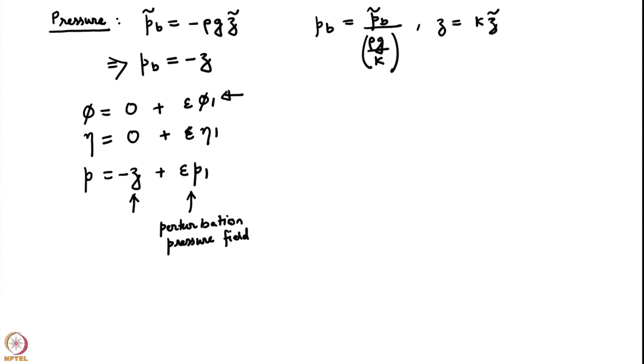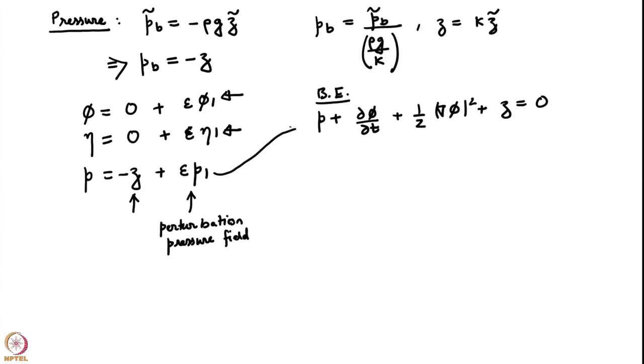This is the perturbation pressure field. We have already determined the perturbation phi 1 and the perturbation eta 1. So we now want to determine p1. Let's look at it. That is very easy. We will just use the Bernoulli equation. So we have the Bernoulli equation is p plus del phi by del t. Now we are writing the Bernoulli equation anywhere in the fluid, we are not necessarily at the surface, plus half grad phi square plus z is equal to 0.